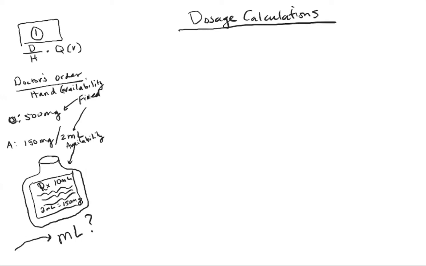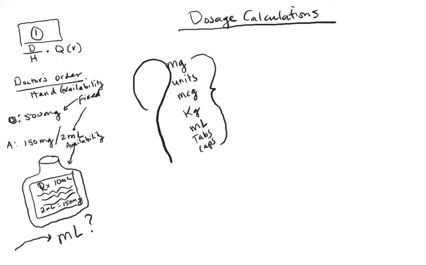Remember that I said that if the question asks you for milligrams, for units, for micrograms, for kilograms, for mLs, for tabs, capsules, if this is what the question is asking you, then you know that you're going to use your D over H formula times quantity, also known as volume. That's what this whole 2 mLs part is, because there's 150 milligrams for every 2 mLs. That's what this is, for every.